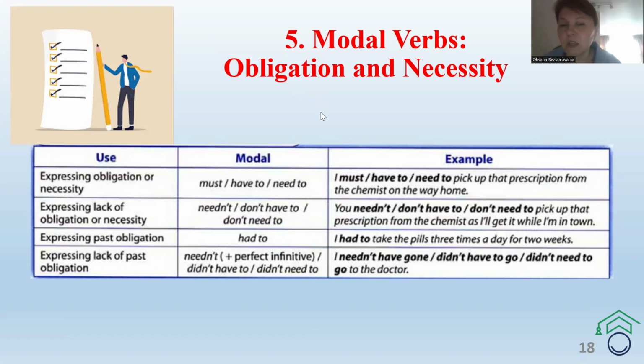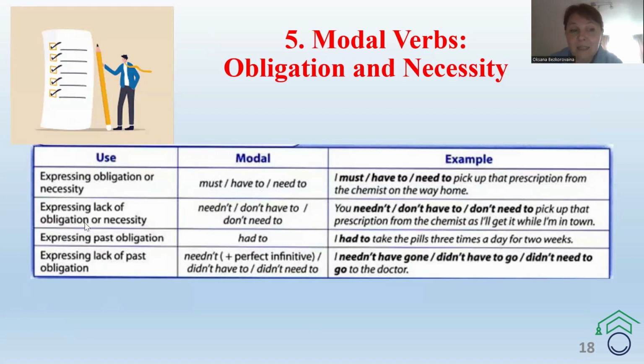Obligation means you must do something. You are obliged to do something. Ти повинен щось зробити, да? Necessity means it is important to do something. It is necessary. I must pick up that prescription from the chemist on the way home. Or I have to pick up that prescription from the chemist on the way home. Or I need to pick up, means to take, yeah? To pick up that prescription from the chemist on the way home. Chemist or pharmacy, yeah? Аптека.